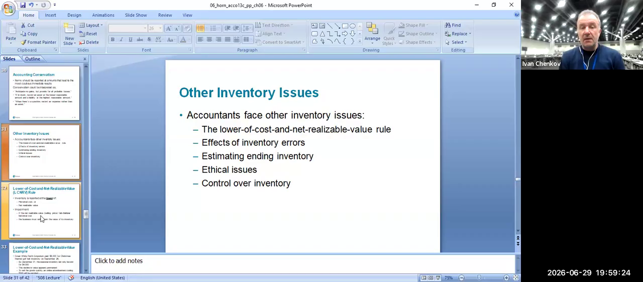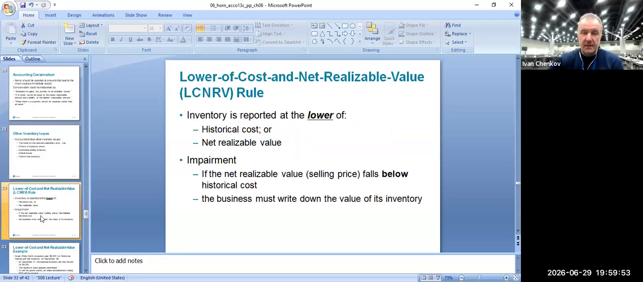The other inventory issues you may face: inventory can be re-evaluated to the lower of cost and net realizable value. What will be the effect if we have mistakes in our inventory count? How are we going to estimate the ending inventory? Obviously, there will always be ethical issues, and how can we perform control over the inventory?